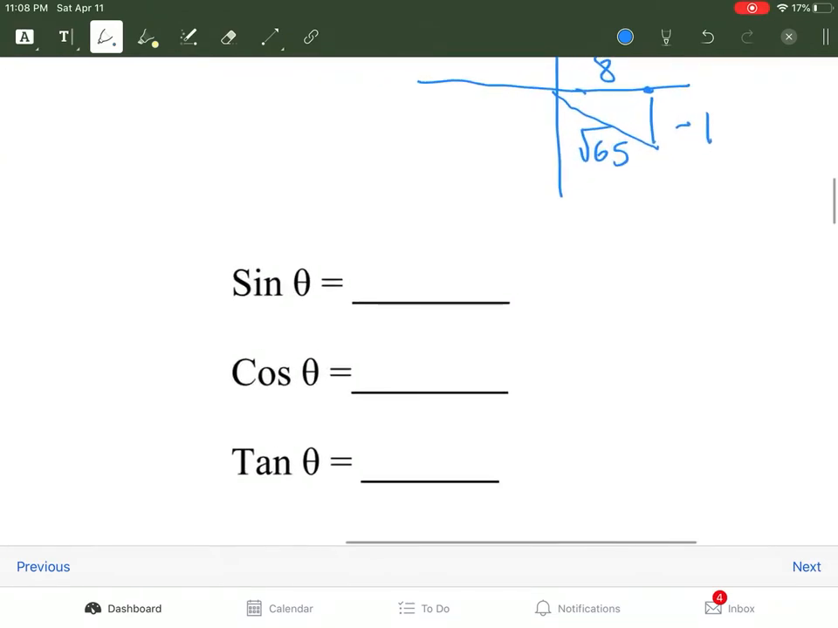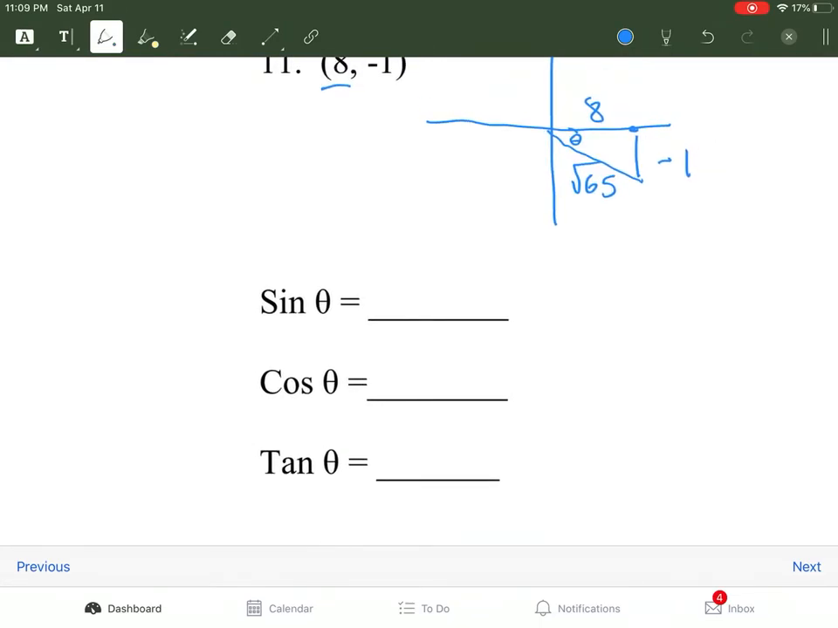Okay. Now we're going to find, if we know that theta is closest to the origin, like that, the sine is the opposite over the hypotenuse, so it's going to be negative 1 over the square root of 65. Just like in the last unit, we can't leave square roots in the bottom of our fraction, so we're going to multiply it to the top. You're going to have negative root 65 over 65.